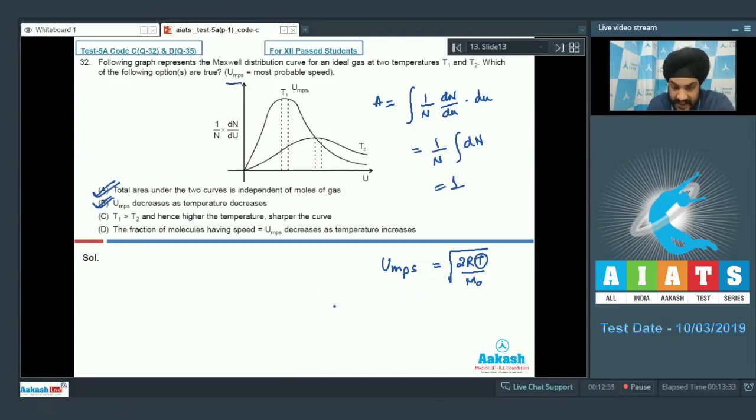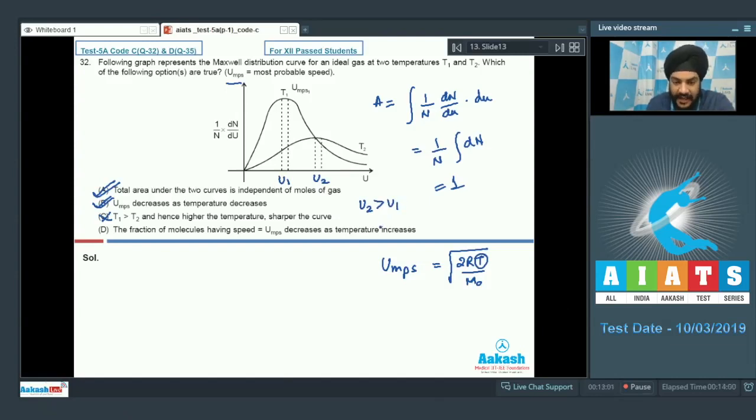If we talk about the C statement now, T1 is greater than T2 and hence higher the temperature, sharper is the curve. So this statement is incorrect, students. We had seen that as the value of temperature increases, the value of UMPS shall increase. So if we talk about U2 and U1, we can clearly see that the value of U2 is greater than U1. So the statement C has to be incorrect.